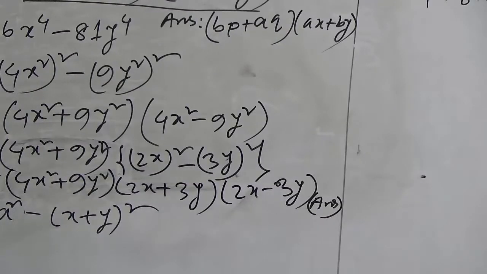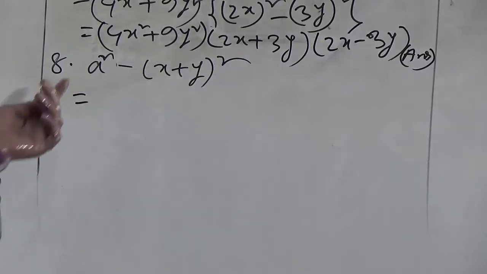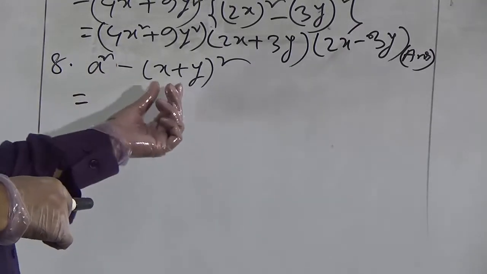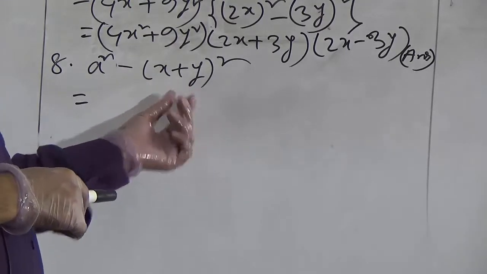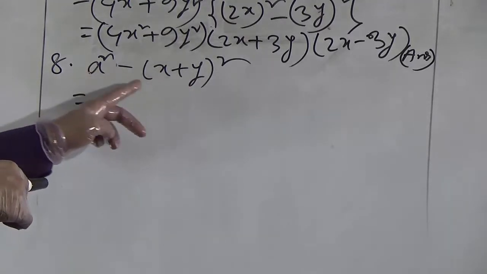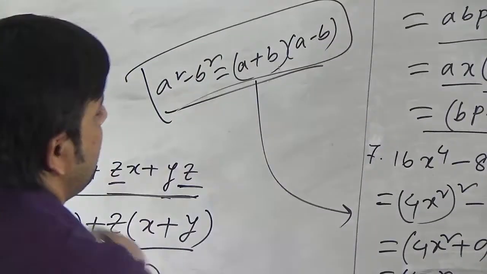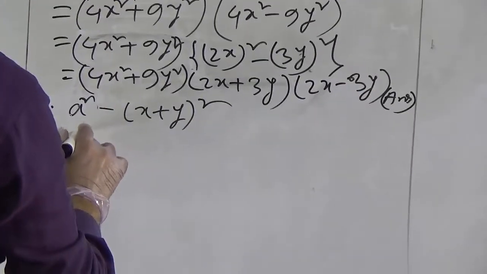Now I'll solve question 8. Question 8 is a square minus x plus y whole square. Consider x plus y as b. If we consider x plus y as b, it will be a square minus b square. It means this formula. So we can write the formula here.